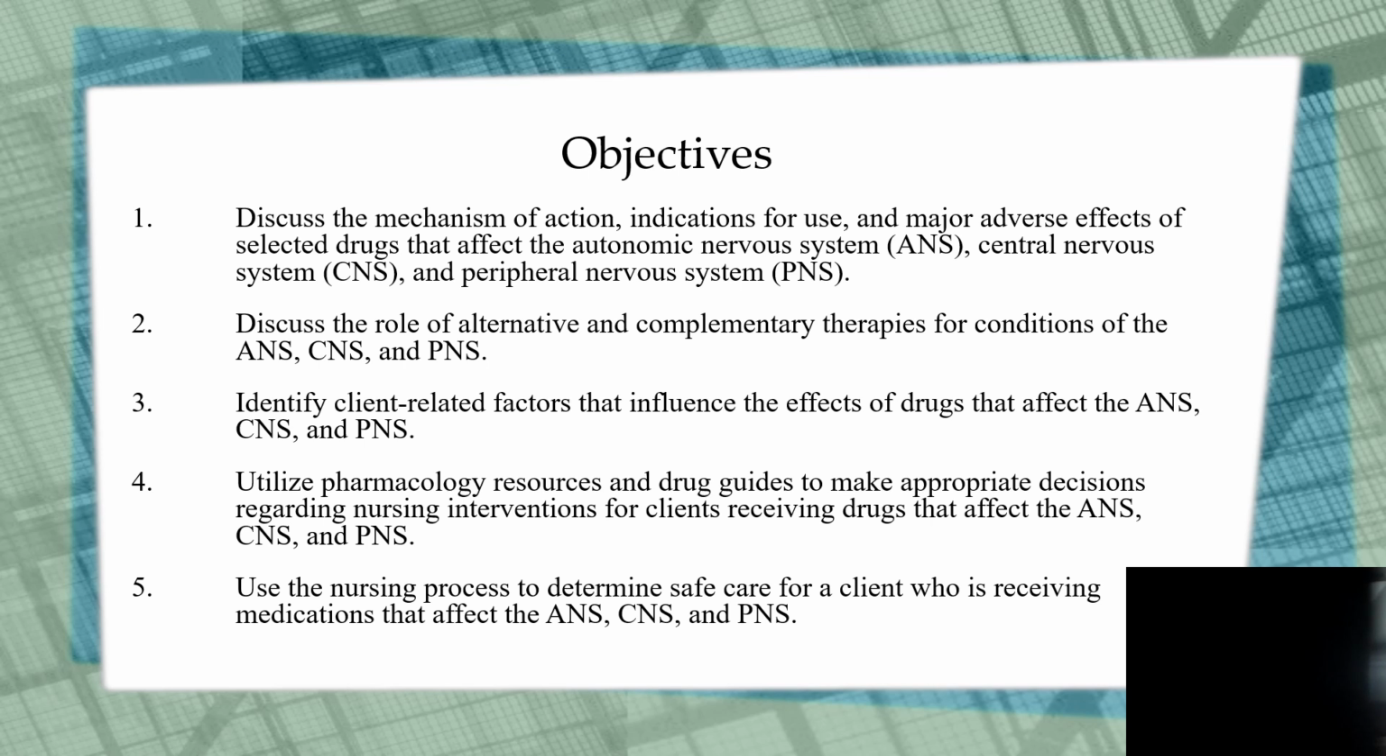The objectives are: discuss the mechanism of action, indication for use, and major adverse effects of selected drugs that affect the autonomic nervous system, ANS can be used as the abbreviation, central nervous system, CNS, and peripheral nervous system, PNS. Objective number 2, discuss the role of alternative and complementary therapies for conditions of the ANS, CNS, and PNS.